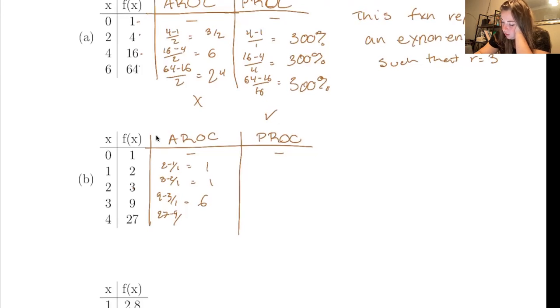And then since our average rate of change was constant, we would say this function has a constant average rate of change, and thus is linear or represents a linear model. All right, beautiful. Okay, so let's go through this really fun example.